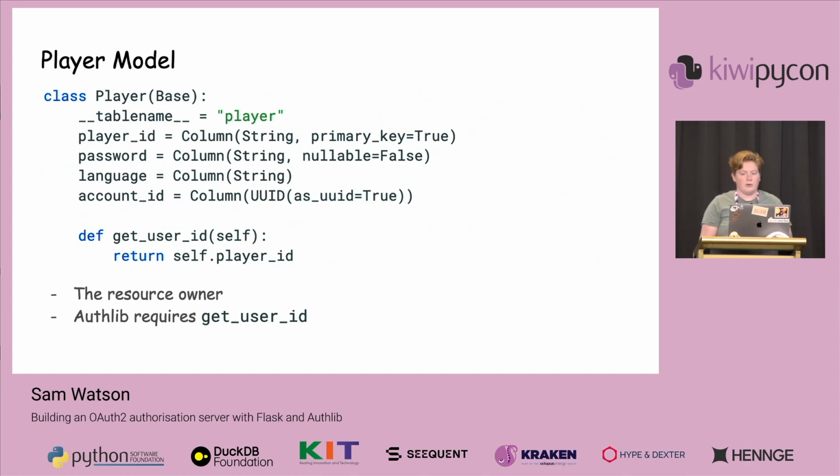All Authlib requires is one method, get user ID. The method just grabs the user ID, which in our case is a player ID. We made the player ID be the player's email address and the primary key, so we had an easy built-in way of making sure there aren't repeat addresses that get registered. We have another field called account ID, so we're not using the email address as the main ID that gets used as a foreign key in other tables.